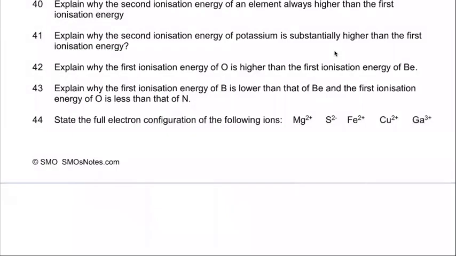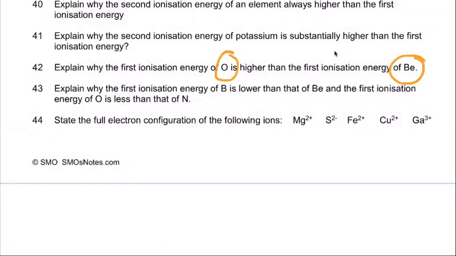Okay, so 42 asks about ionization energy. It's in topic 2 of the HL, but it also relates to topic 3, because topic 3 is where we learned about all the periodic trends, which includes ionization energy. So you might have to refer back to your topic 3 SL notes to help with this. But why is the first ionization energy of oxygen higher than the first ionization energy of beryllium?